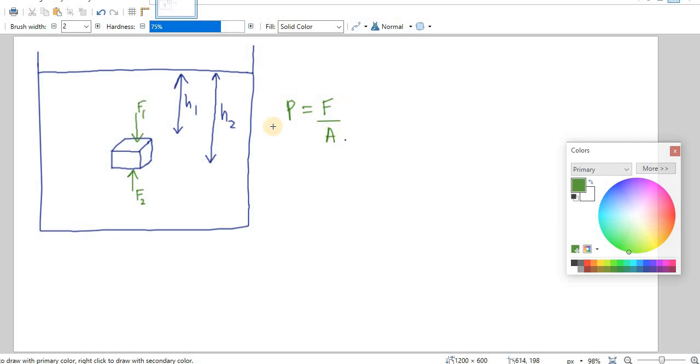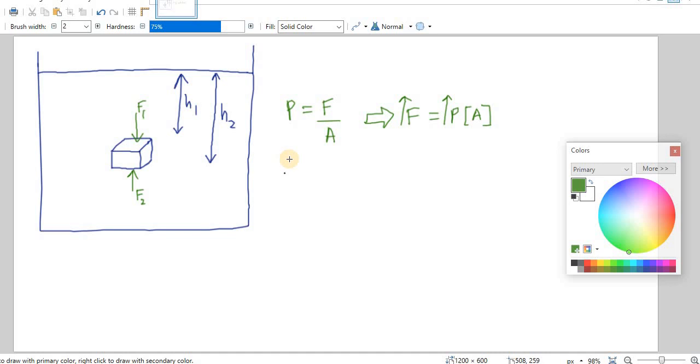Okay, so if I make F the subject of the equation, then F equals P times A. Now in both cases A is the same. The area of cross section is the same in both cases. Since the depth is greater, the pressure is greater. So if the pressure is greater, the force at the bottom is greater than the force at the top.